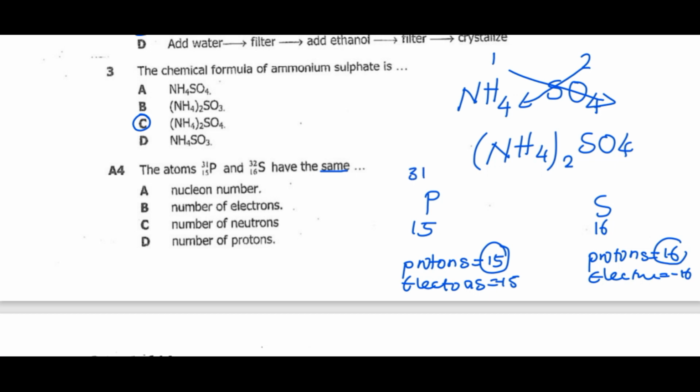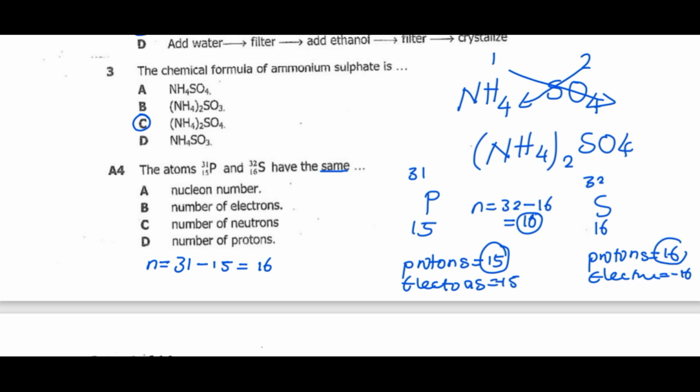Now how do we find the neutrons? We need to take the difference between the mass number and the atomic number. So let's find the number of neutrons in P. This will be 31 minus 15, which gives us 16. Then for S, N is equal to 32 minus 16, which also gives us 16.